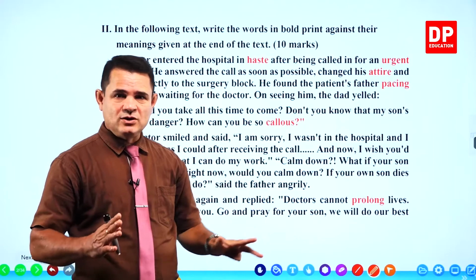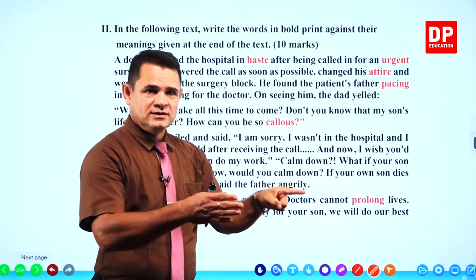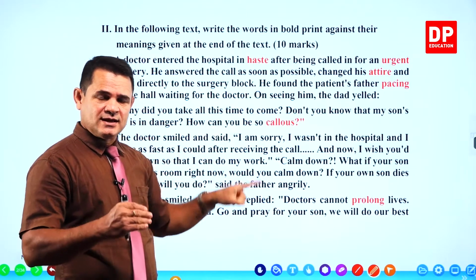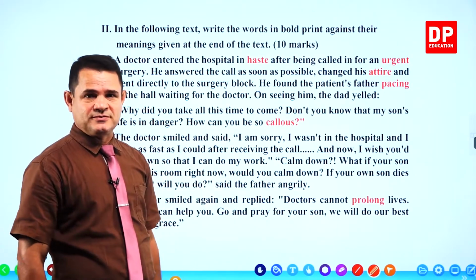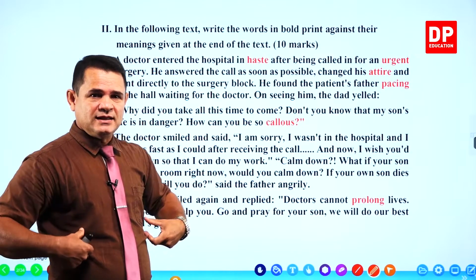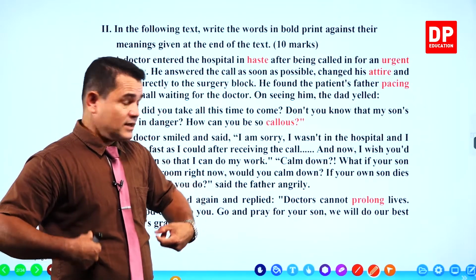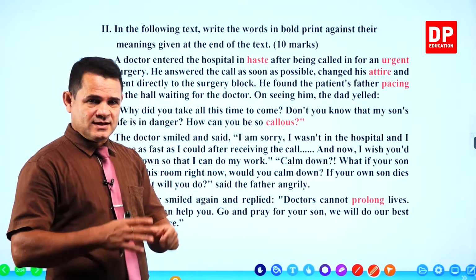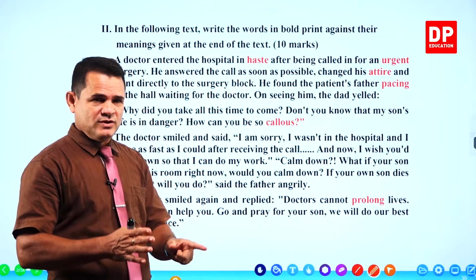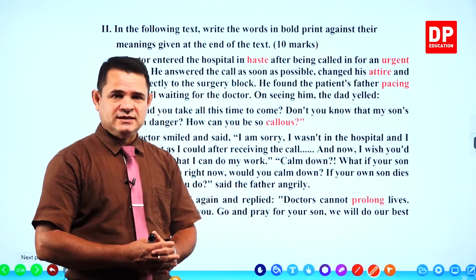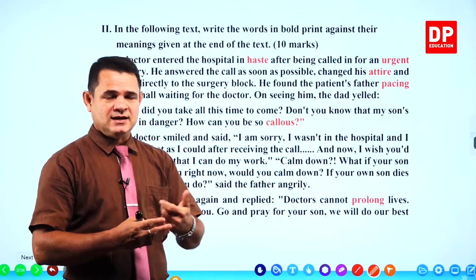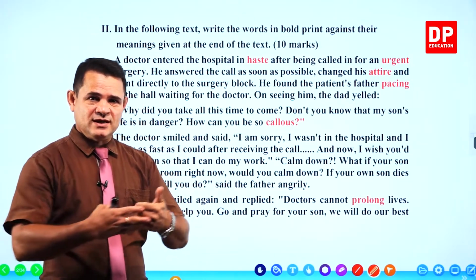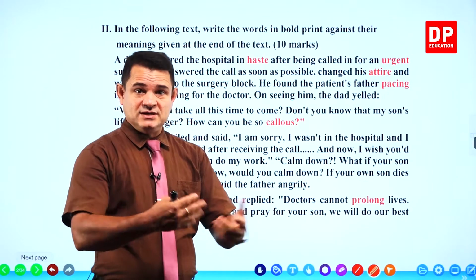So when a doctor enters into a surgery block, that means like theater, they change their attire. So they don't enter with what they were wearing. They change. There's a special dress to be worn in the theater.